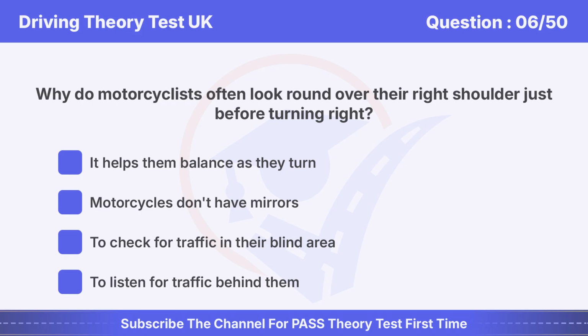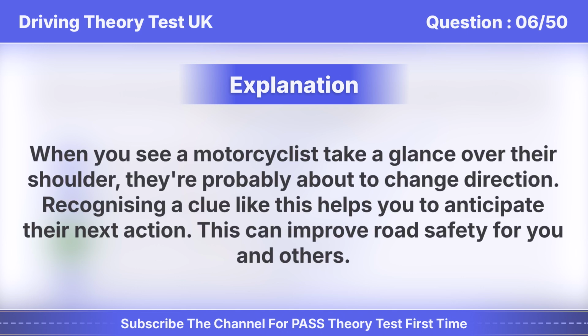Question 6. Why do motorcyclists often look round over their right shoulder just before turning right? Answer is C. To check for traffic in their blind area. When you see a motorcyclist take a glance over their shoulder, they're probably about to change direction. Recognizing a clue like this helps you to anticipate their next action. This can improve road safety for you and others.